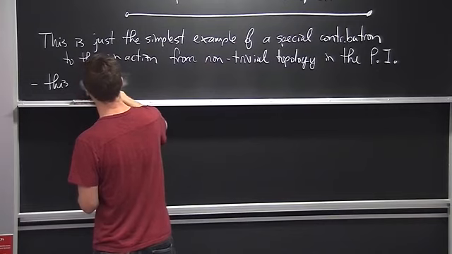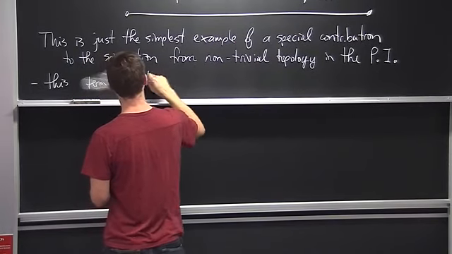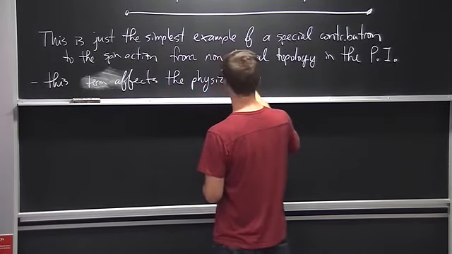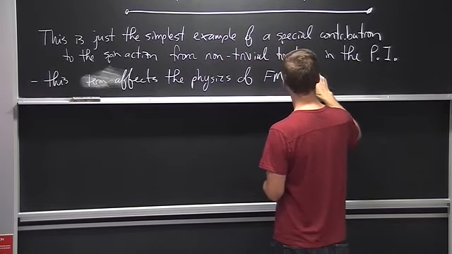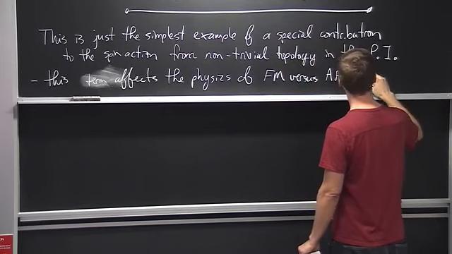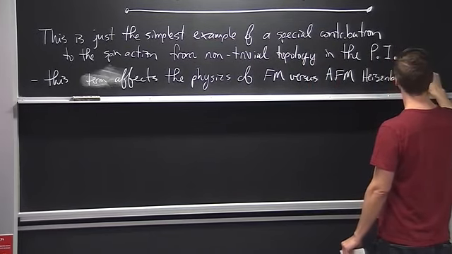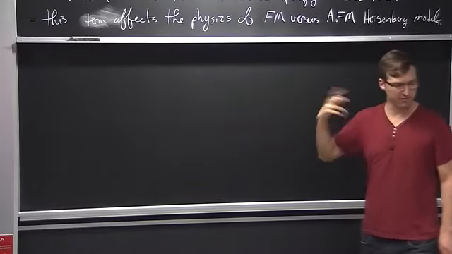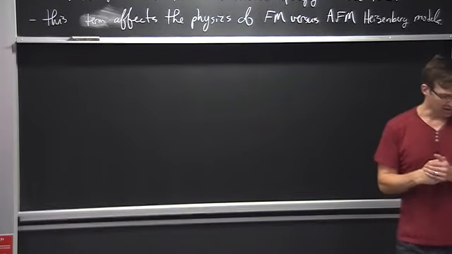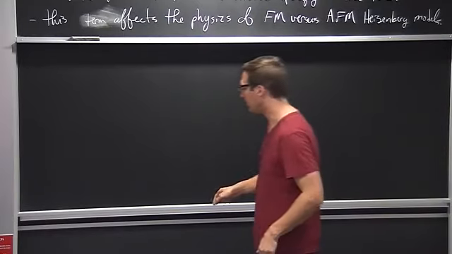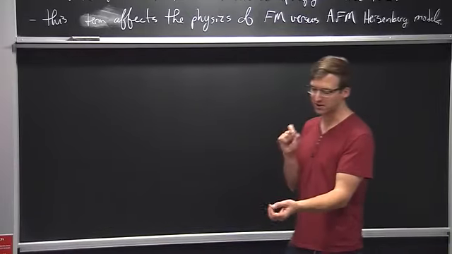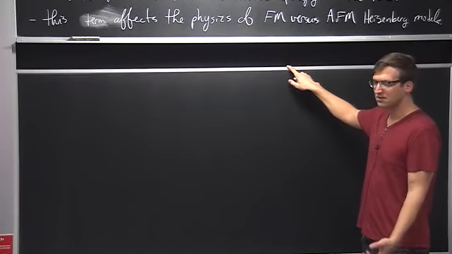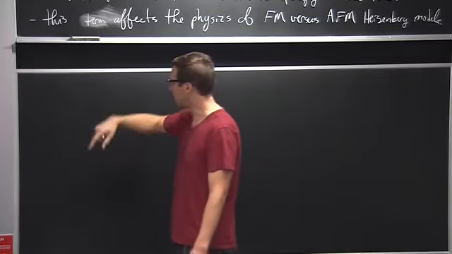I'll just say this term affects the dispersion of ferromagnets versus anti-ferromagnets. It causes the Haldane gap. So it's one way of seeing a Haldane gap in integer versus non-integer spins. If you have spin chains, which are spin 1/2 versus spin 1, there's a gap that occurs in the integer case, which is due to the Berry phase.